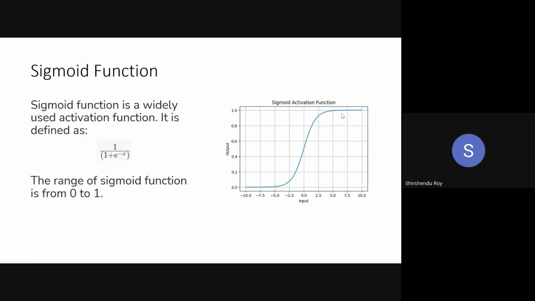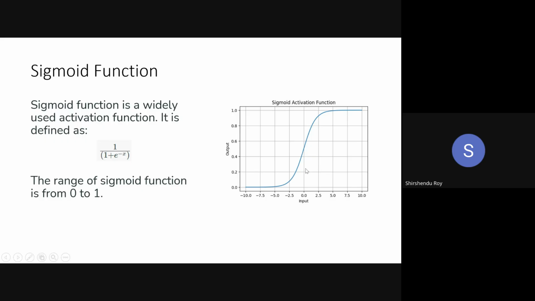Here, this is the sigmoid function. The graphical representation is shown here, and the equation is 1 by 1 plus e to the power minus x. So we have to compute e to the power minus x, and only then can we find the sigmoid function. If you want to compute the sigmoid function, we have to compute the exponential of x. And what is the range of the sigmoid function? The range is 0 to 1.